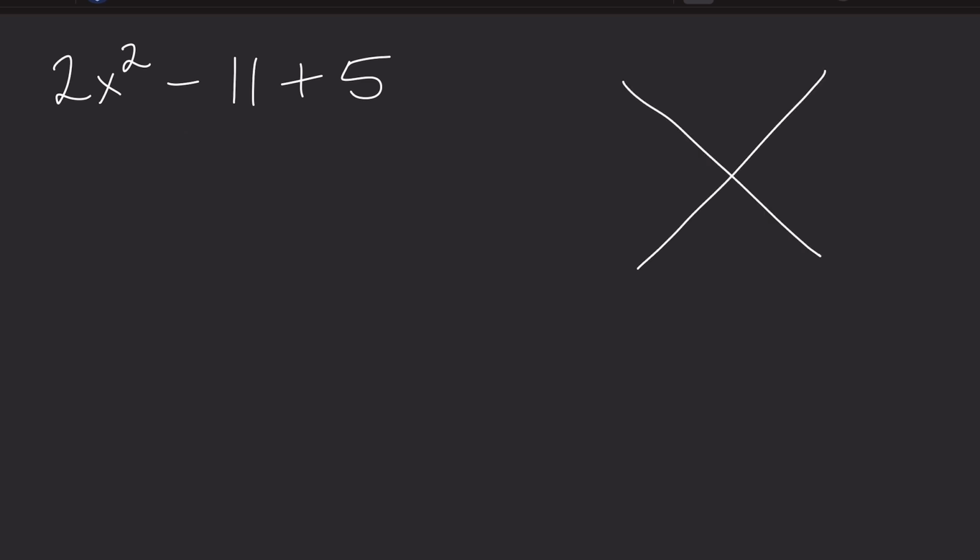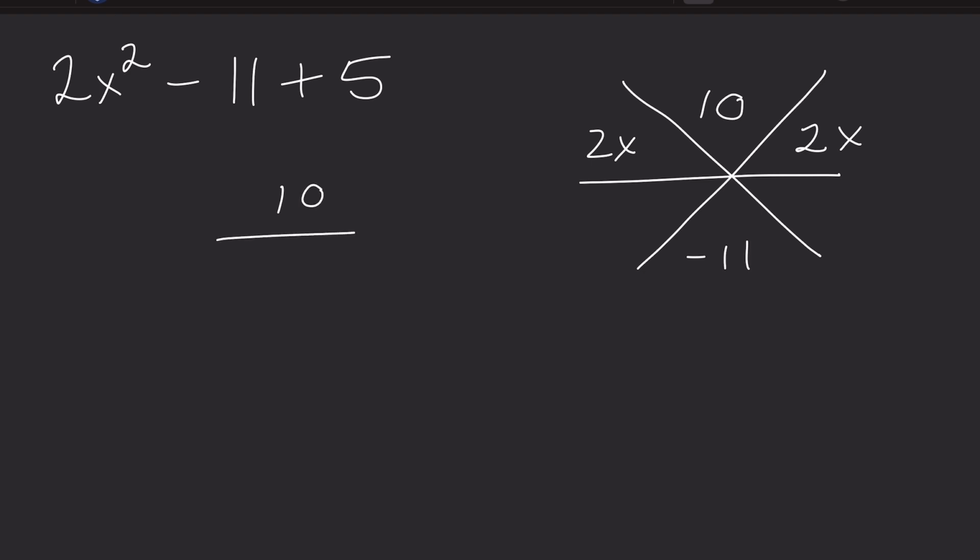So when we do our snowflake, we'll have a times c on top, so that's going to be 10. On the bottom, we'll have negative 11, our b value. Here we're going to have 2x and 2x. And then I need a number that will multiply to be 10 and add to be negative 11. Well, if I think of my factors of 10, the first one I'm going to write down is 1 times 10, and negative 10 minus 1 equals negative 11.